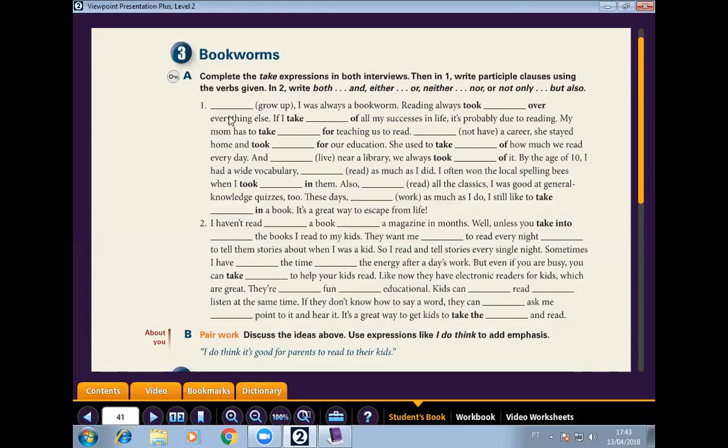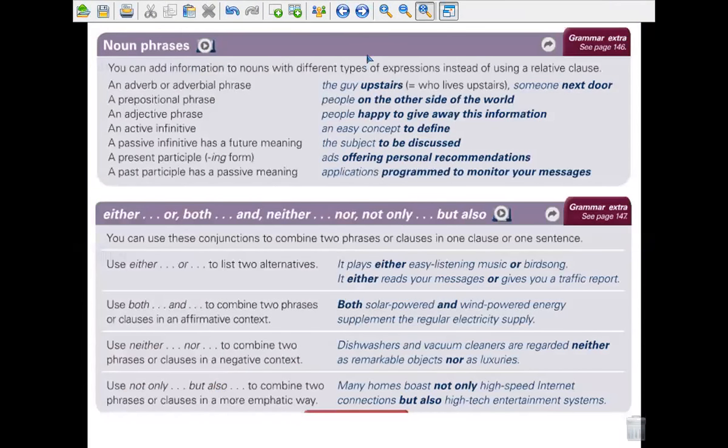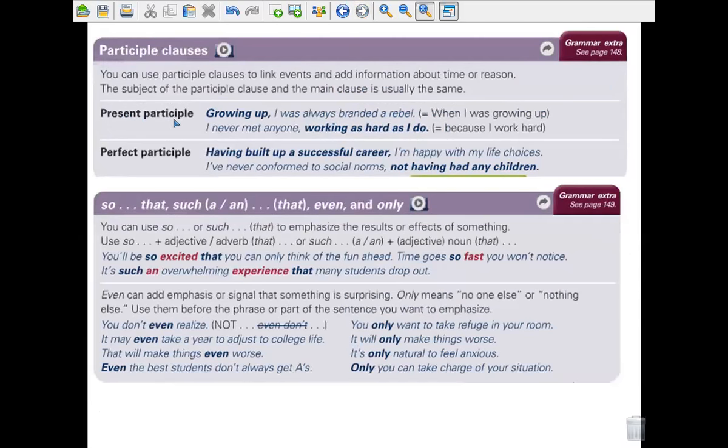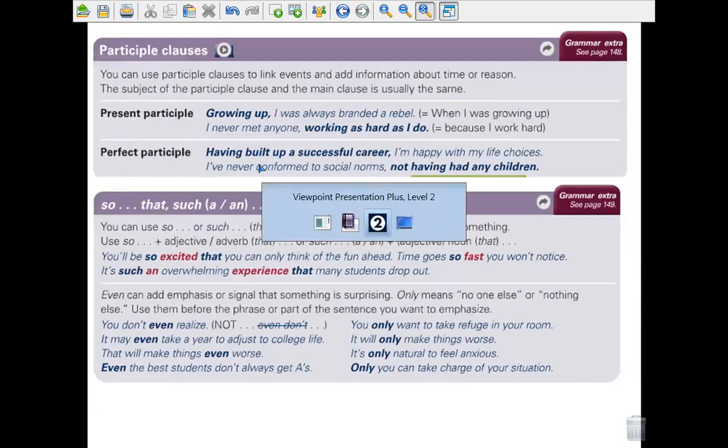First of all, let's go here. The verbs in parentheses, we have to use in participle clauses. Remember, the participle clauses can be present participle or present perfect participle. If it's present participle, we are going to use the verb in the ing form. Perfect, every time we talk about perfect, we have the verb in the past participle. So always having done, having built, having had, having experienced. Well, let's come back.